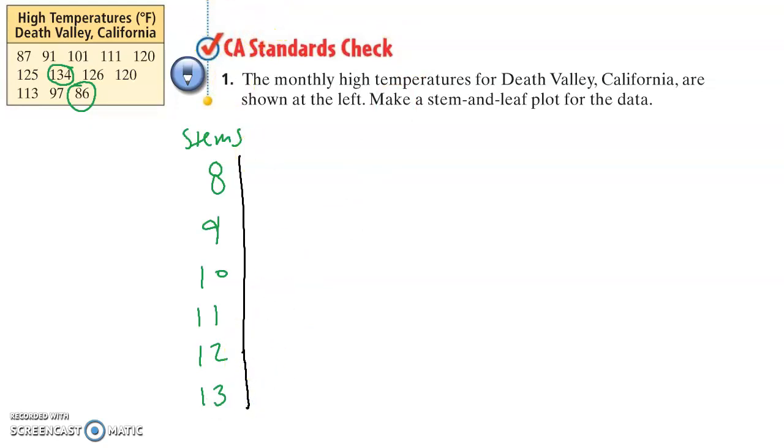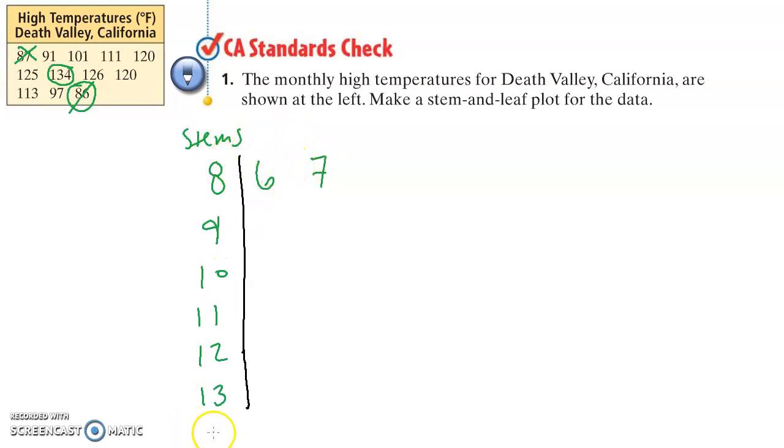Now, what I'm going to do is go ahead and cross off the numbers that I used to make sure I represent all my numbers. And at the end of it, I'm going to count how many numbers there are just to make sure I have all the data in there. So my smallest number was 86, so I'm going to put an 86. The next value that had an 80-something was 87, so I'm going to put a 7 next to it. This represents the data values for 86 and 87.